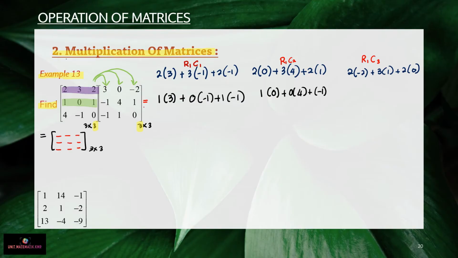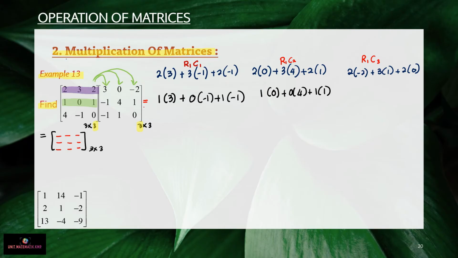Must multiply with, sorry, let me check. Sorry, 1 multiplied with negative 1. Okay, so be careful here. It's quite confusing. Okay, this is row 1, column 2. So 1, 0, 0, 4, it is 1, 1. Okay, do it carefully.